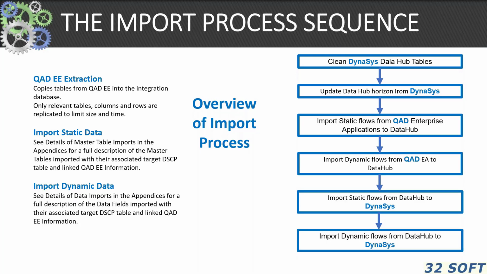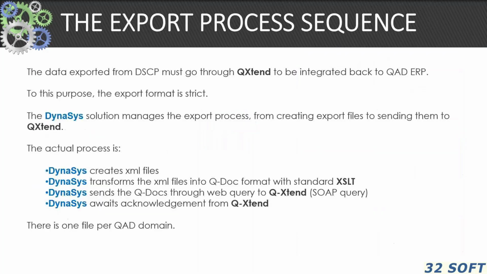The static data flow, that is the static data that relates to the objects that are going to shape the hierarchy in Dynasis and are designed to build dimensions for those data fields. The second is the dynamic data flow. Dynamic data flow is concerned with the planning data. Both dynamic and static data are read from QAD Enterprise Database and then transferred to Dynasis Data Hub via an OBDC connection.